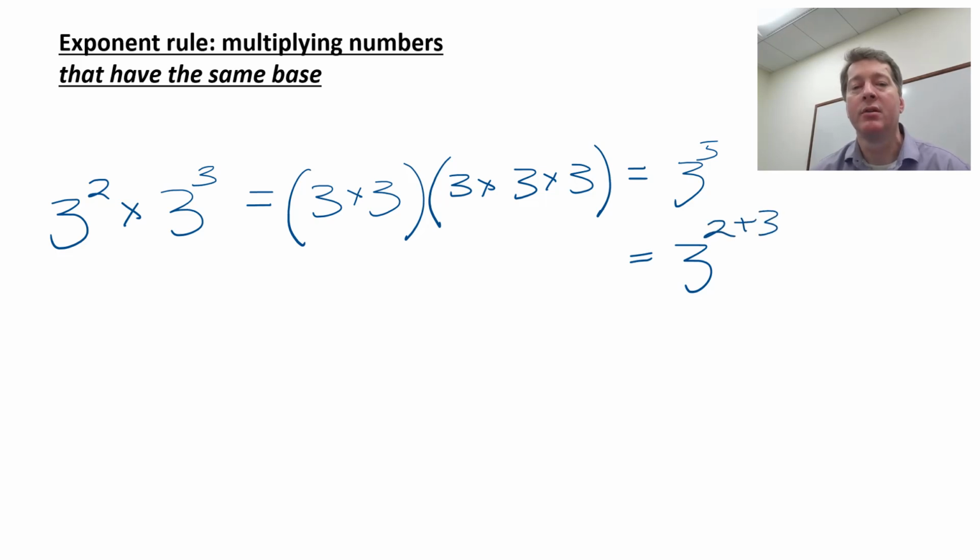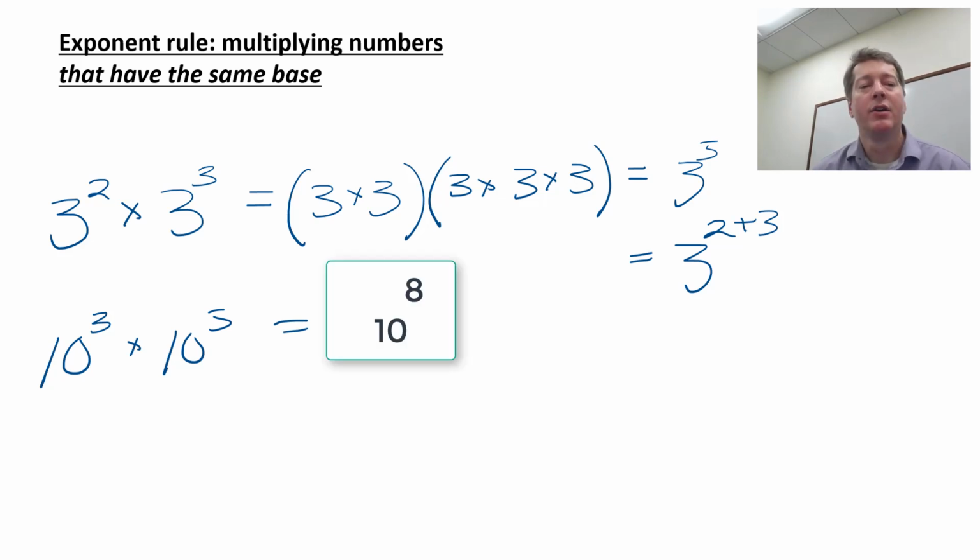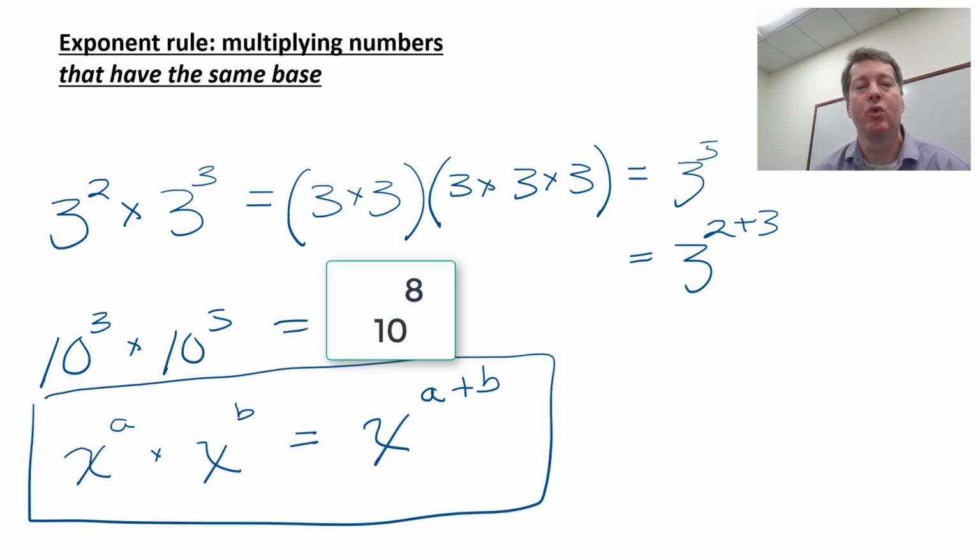You add the exponents. So suppose I had 10 to the 3rd times 10 to the 5th. I'm not going to write it all out, but you add the exponents. So as a general rule, any number, let's call it x, raised to a certain exponent, times x raised to a different exponent, x to the a times x to the b is equal to x to the a plus b. You add the exponents. So that's a very, very important rule to remember for a standardized test.